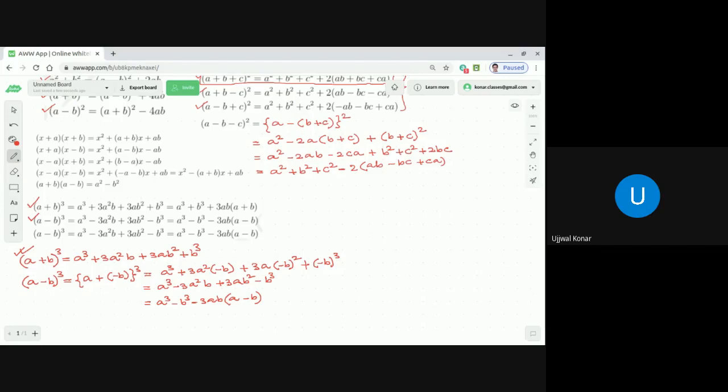I think I wrote this thing two times. I no need to write this thing. So this is already I have written, (a − b) whole cube.